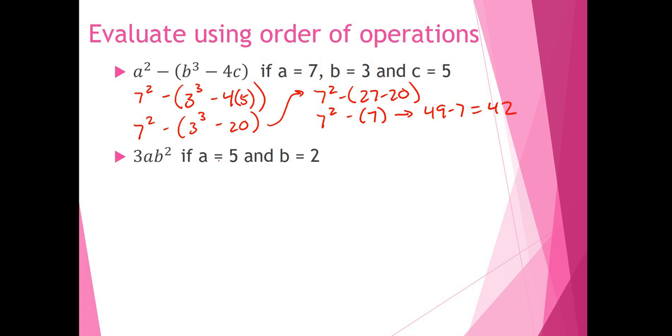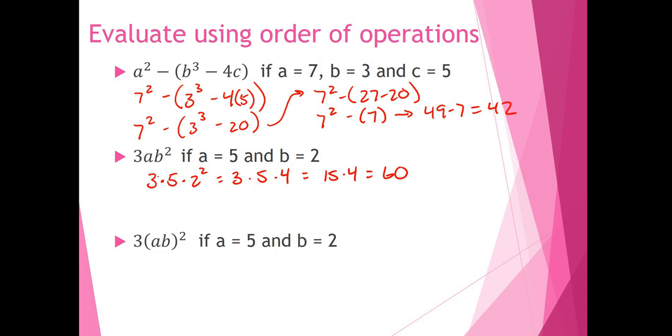Alright, let's try this one. If A is 5 and B is 2, again, showing our substitution. I'm going to use dots for my multiplication this time. Alright, so no parentheses, so my next thing is my exponents. Now I'm going to do my multiplication left to right. 3 times 5 is 15, and 15 times 4 is 60.